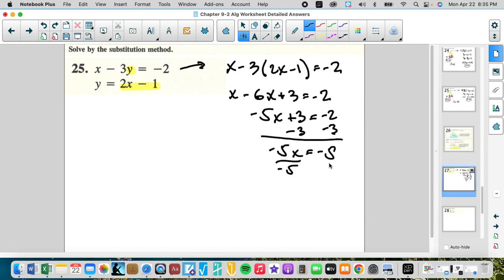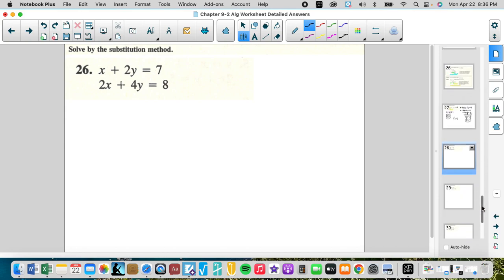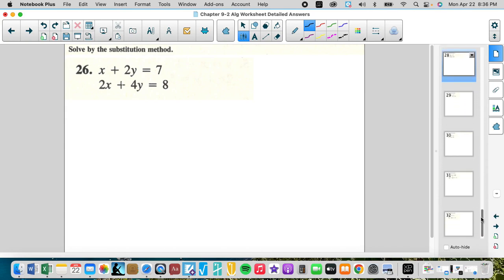The variables did not cancel. So since the variables didn't cancel, we have a solution. It will intersect in a location. And then y equals 2 times 1 minus 1. y equals 2 minus 1. y equals 1. So the intersecting point is 1, 1. Okay, tricksters. Well, you don't have too many that it can happen.